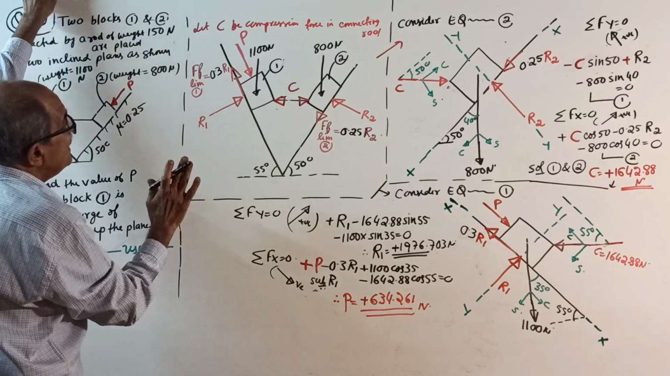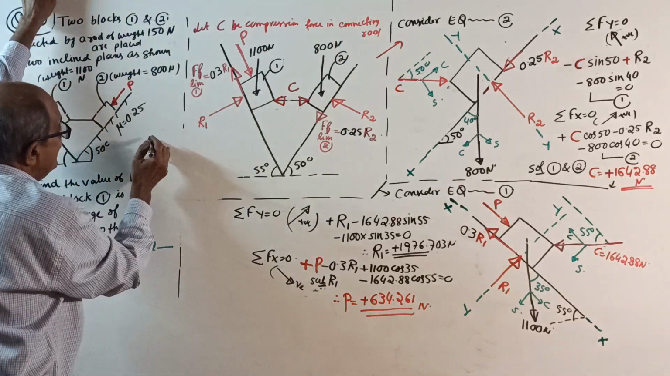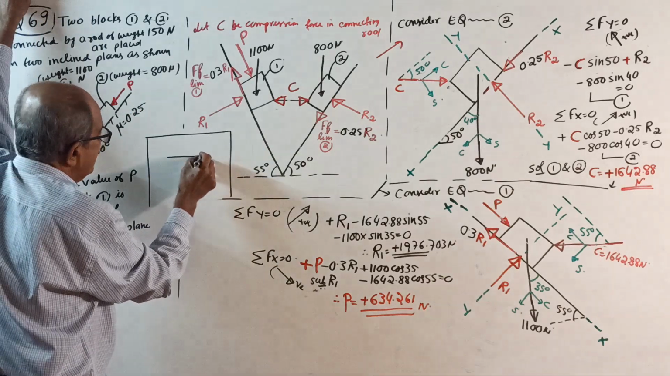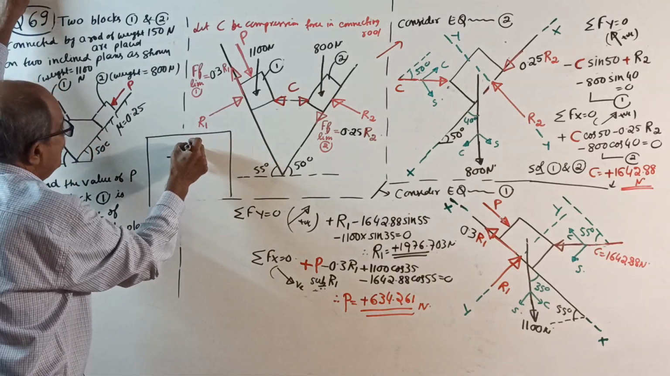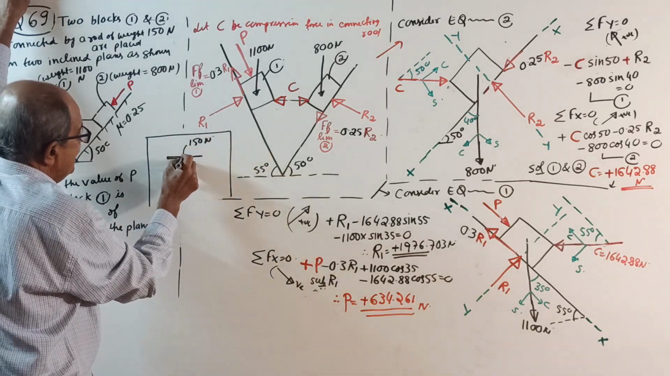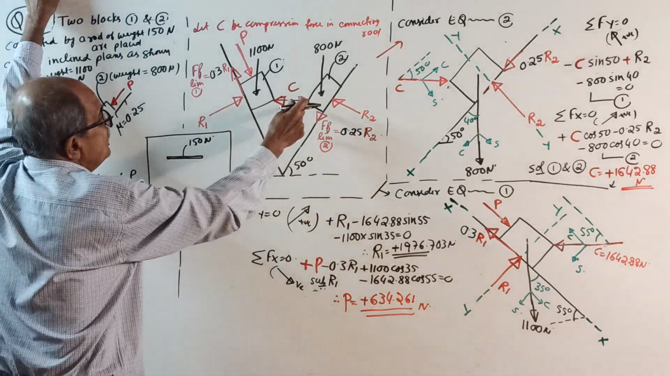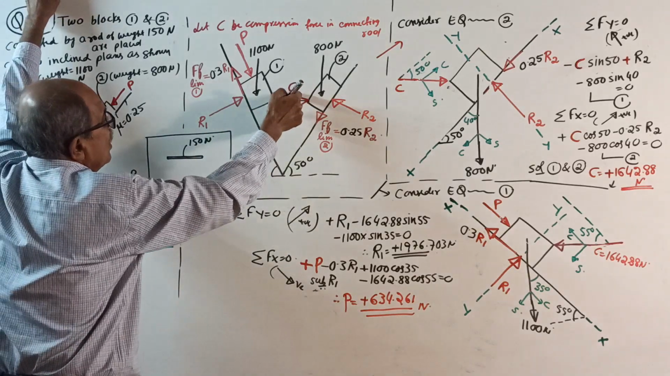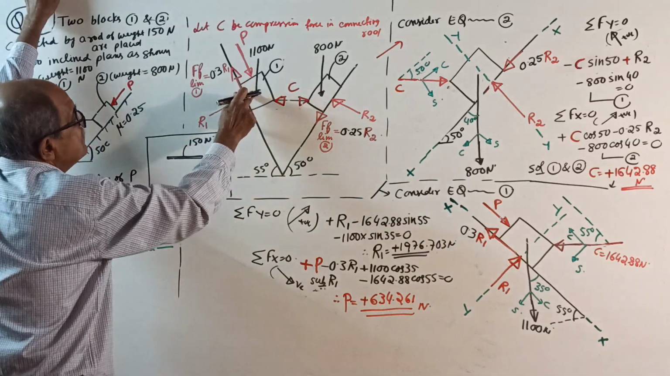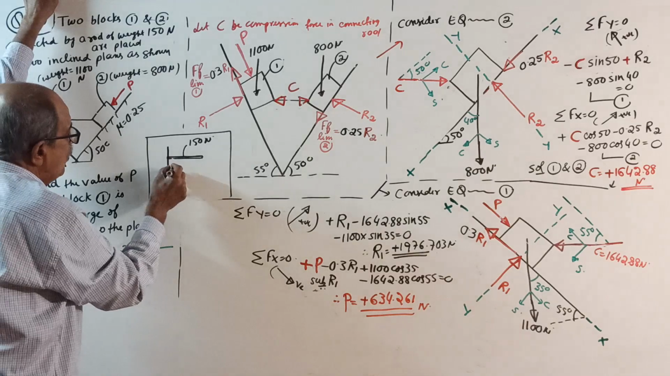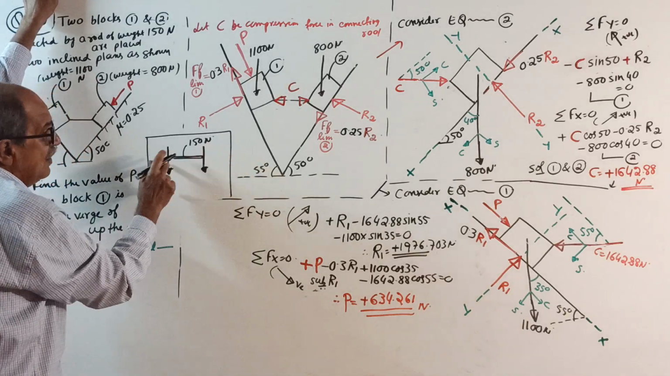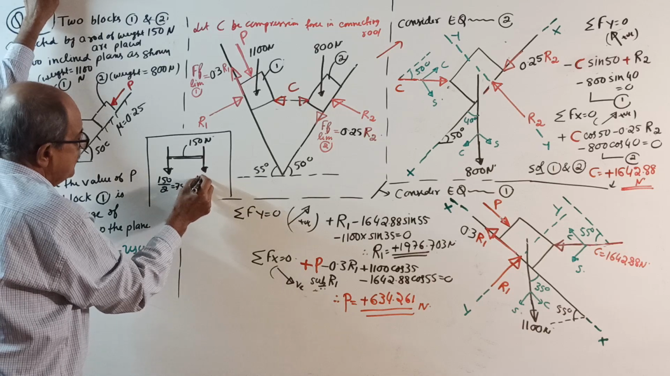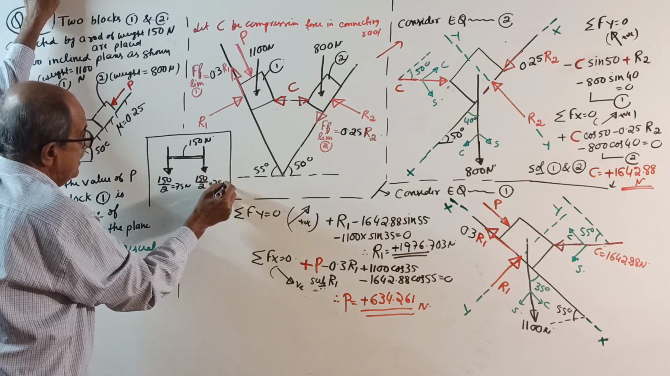Now, one statement I will dictate, you should write it here. Consider the connecting rod. Its weight is total 150 Newton. This connecting rod of weight 150 Newton will press both block 1 and block 2 by half of 150, that is 150 by 2 equal to 75 Newton each.